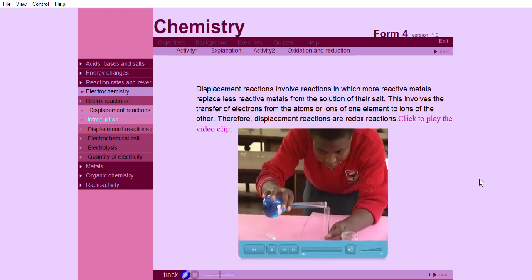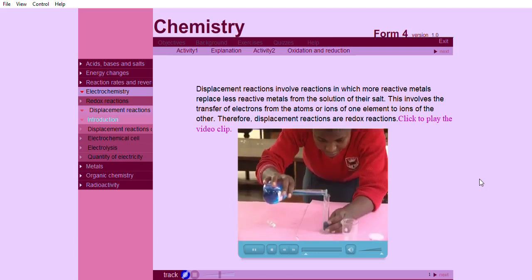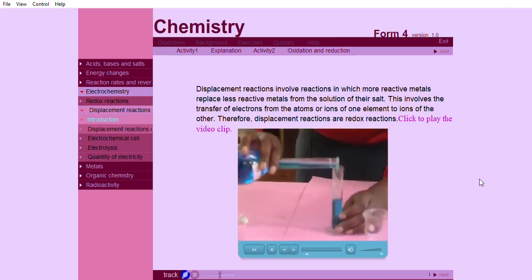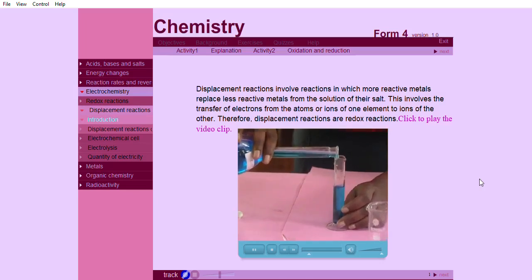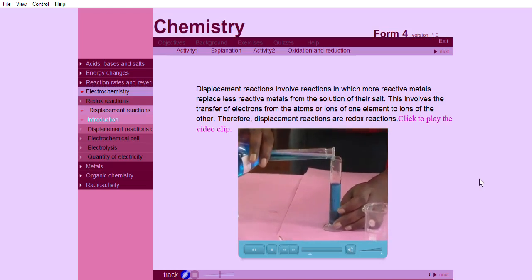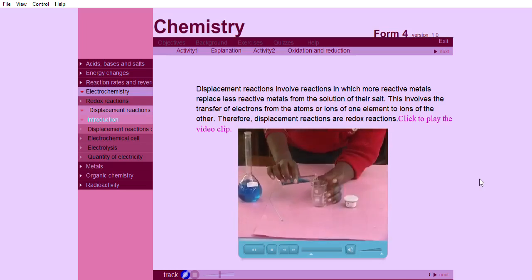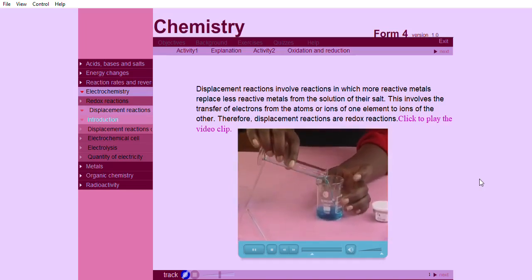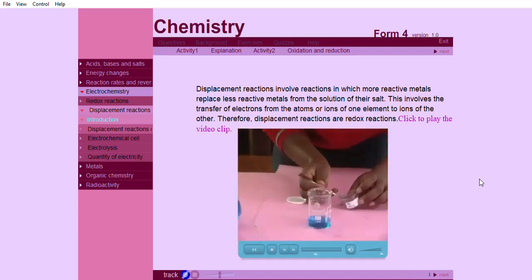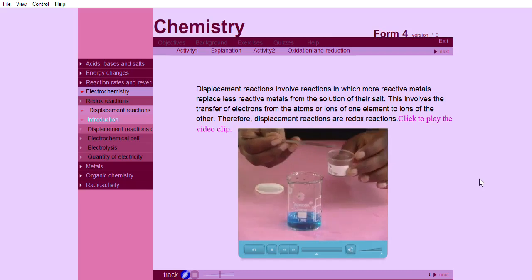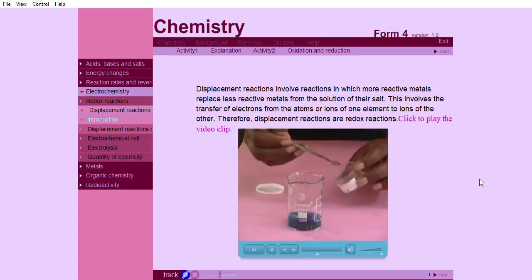Displacement reaction of iron and copper-2 sulfate solution. Procedure: place about 20 cm cubed of 1 molar copper-2 sulfate solution in a beaker. Step 2. Add 3 spatula full of iron filings as you stir the solution.